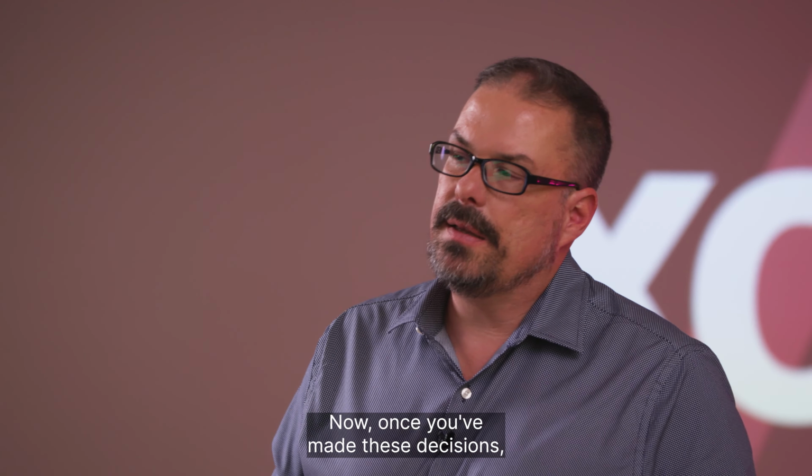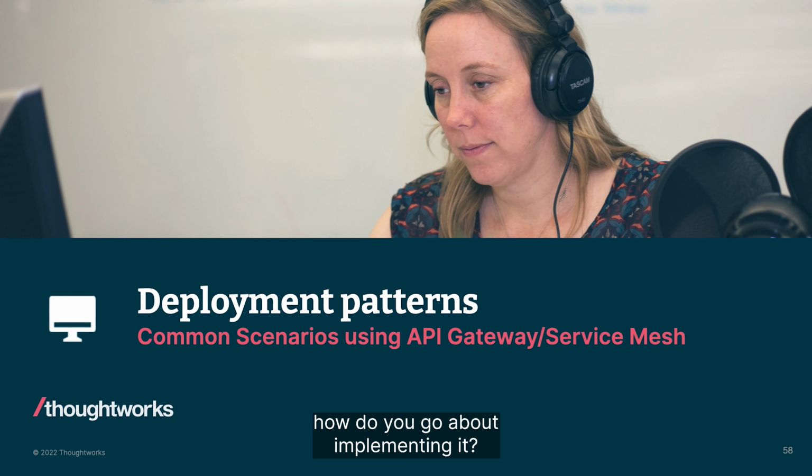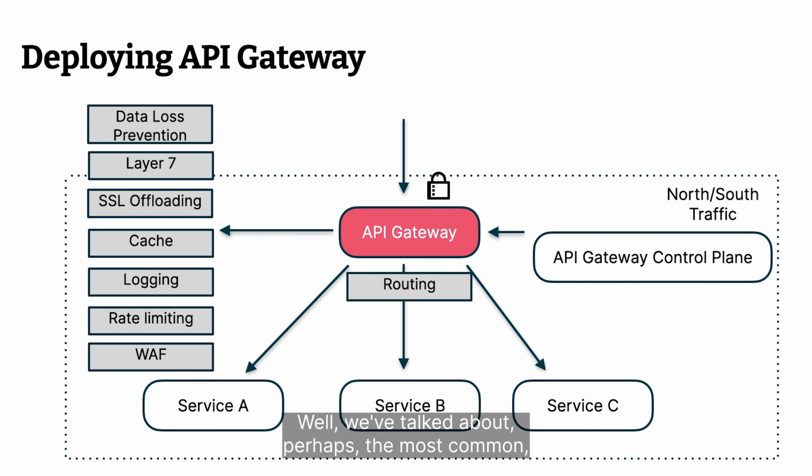Now, once you've made these decisions, how do you go about implementing it? How do you go about deploying it? Well, we've talked about perhaps the most common one, right? API gateway. You saw this one before. This is really common in serverless worlds. For example, you have an API gateway. You can introduce this. This is the simplest by far.